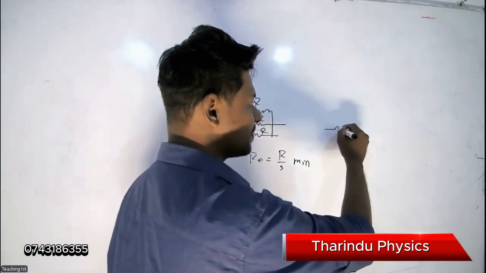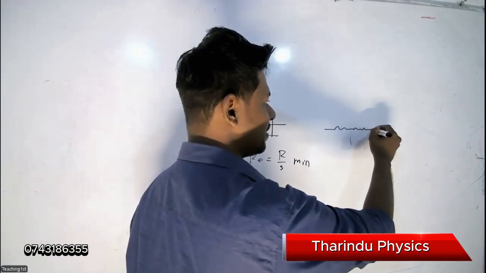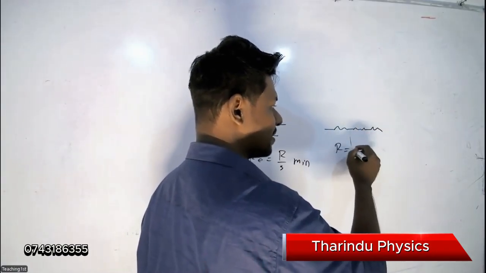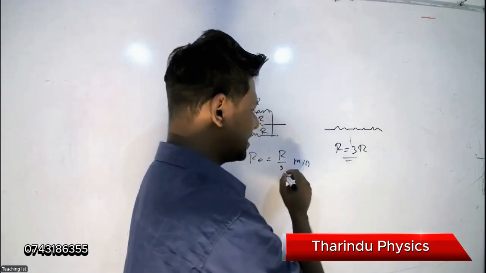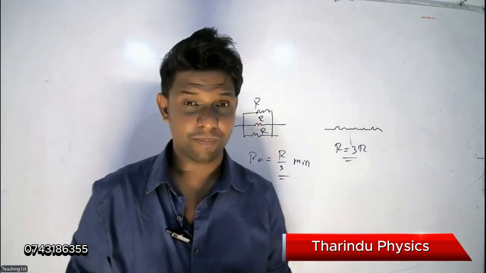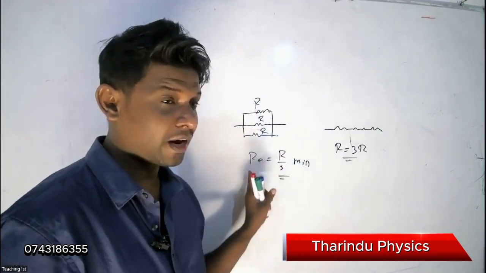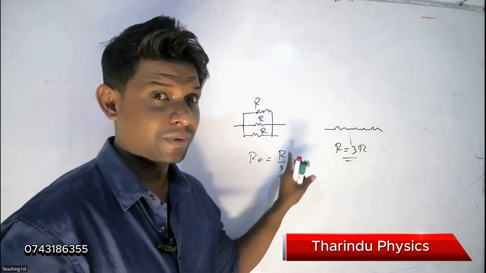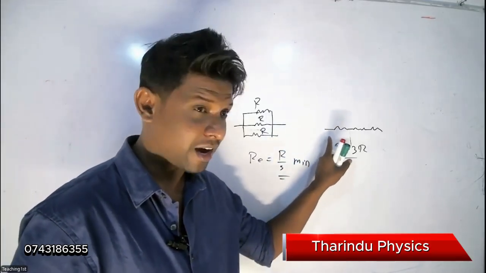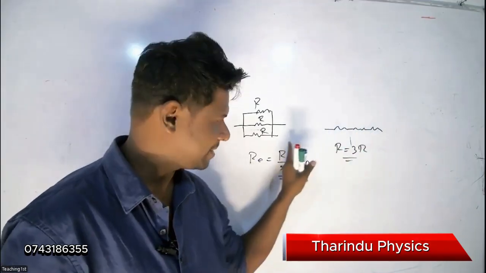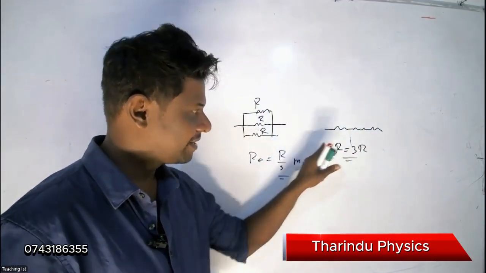For the maximum, add. So R plus R plus R is equal to 3R. No need to do any work. Even O level students know how to apply this. This one is 1 over R equals 1 over R1 plus 1 over R2 plus 1 over R3. Here it is R1 plus R2 plus R3. All are the same. So R over 3 here. This is 3R.